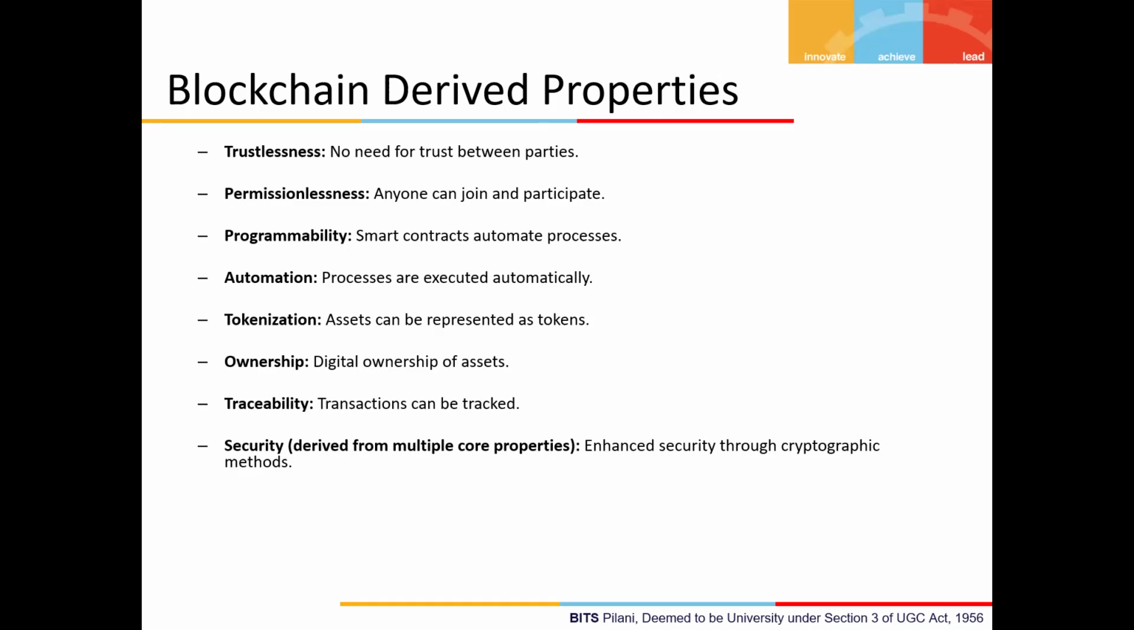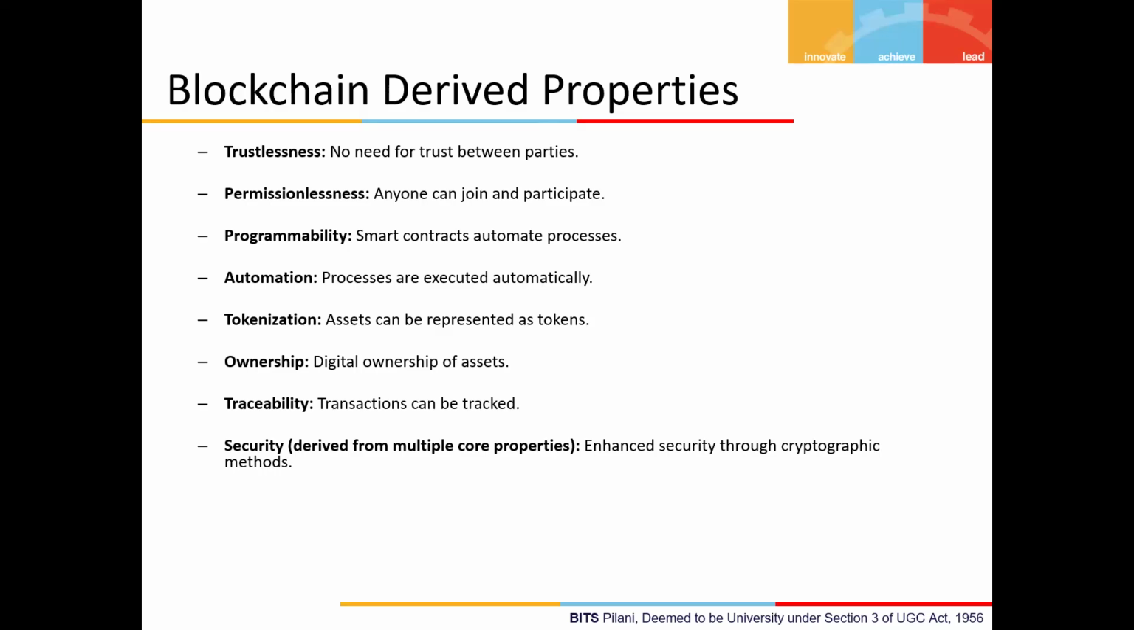Next one is programmability. That means we can write some program to implement our application logic so that we can basically run our application over the blockchain. Next is automation. Automation is like processes are executed automatically. That means you just need to create a transaction, and the execution part will be handled by the miners or validators. Next is tokenization. That is one of the properties of blockchain, that we can create our own token, and assets can be represented as tokens.